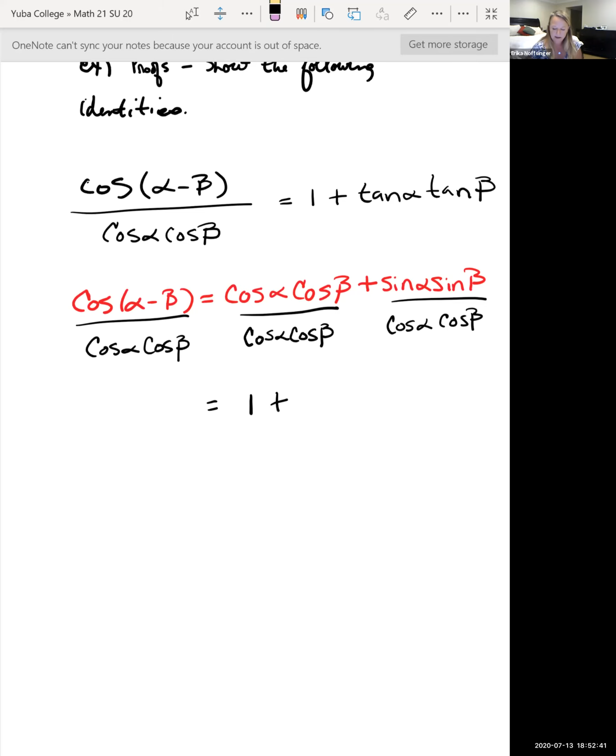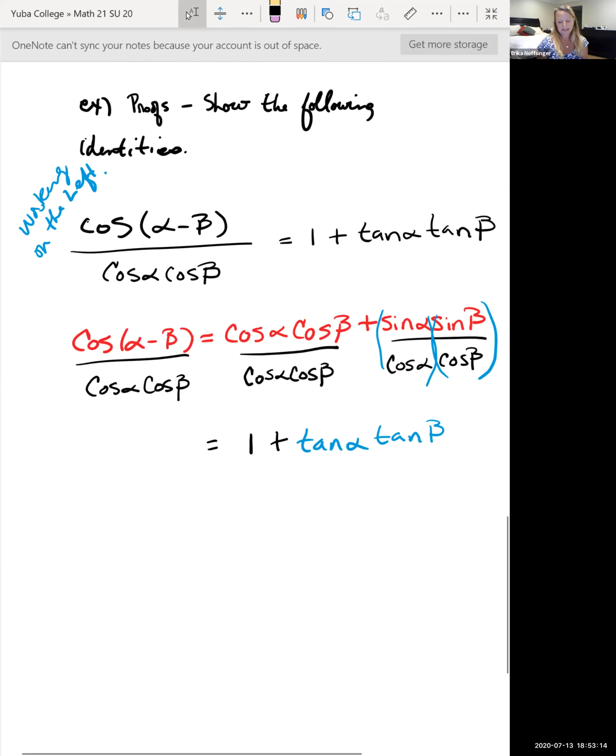Plus, we'll think of this as two separate fractions multiplied together if you want. And so sine alpha over cosine alpha, that's tan alpha. And sine beta over cosine beta, that is tan beta. So we just got back to what we wanted, that this left-hand side looked like the right-hand side. So we did it.